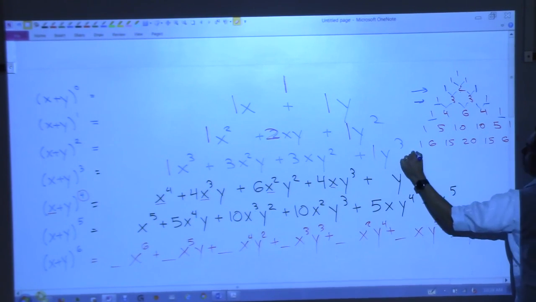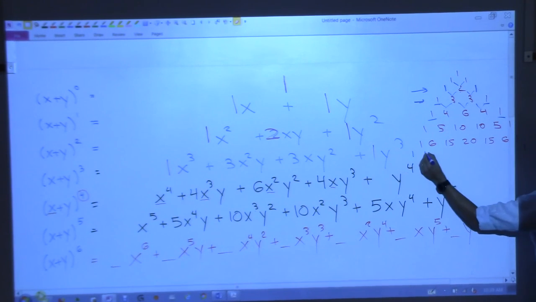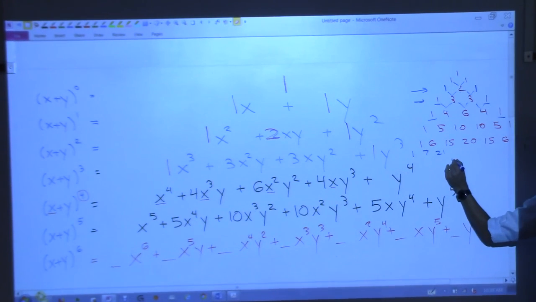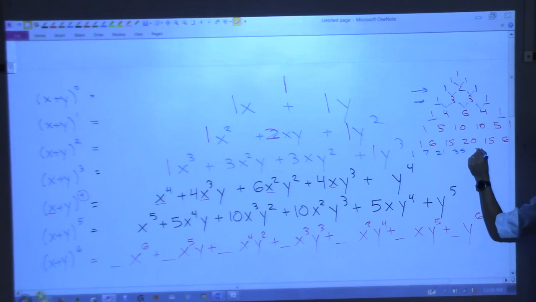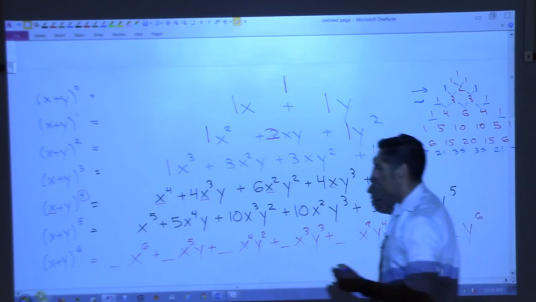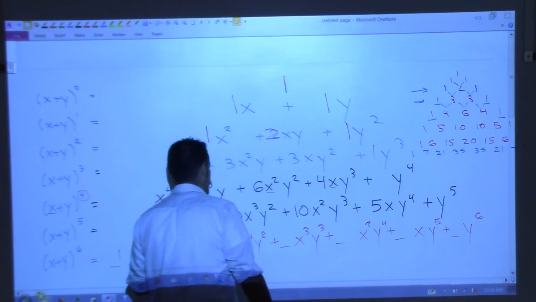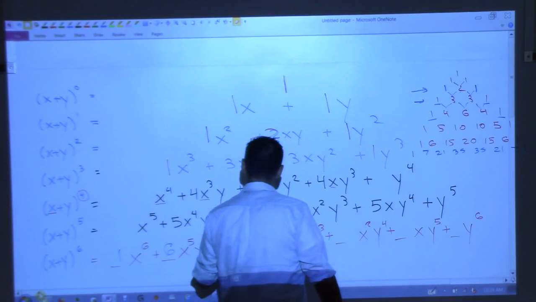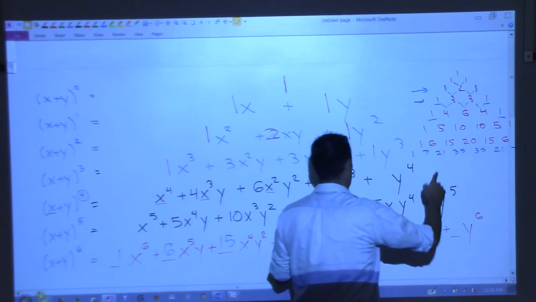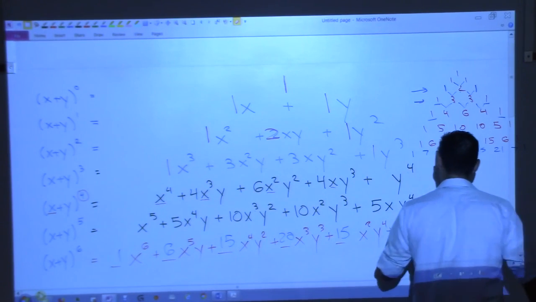So what would the next row be? 1, 1. What would this one be? 7, 21, 35, 35, 21, 7, and 1. So I've gone too far, but that would be the next row of coefficients. This row's coefficients is this one: 1 here, 6 here, 15, 20, 15, 6, and 1.